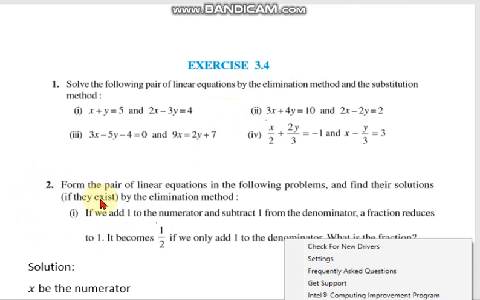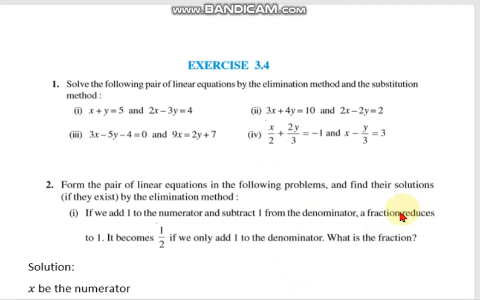Now question number 2. Form the pair of linear equations in the following problem and find their solution if they exist. Okay, so let us start with the first sum. Here we will construct only the linear equations. Rest you have to do as homework.